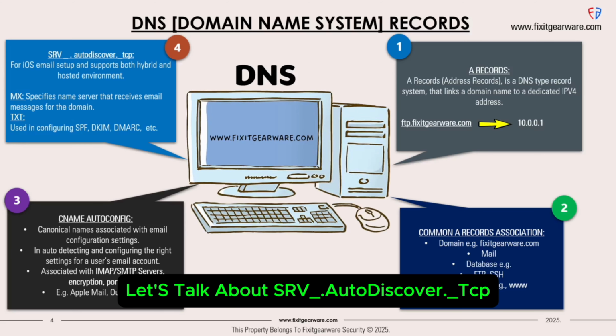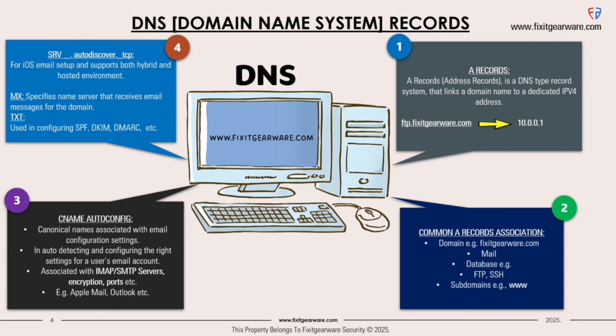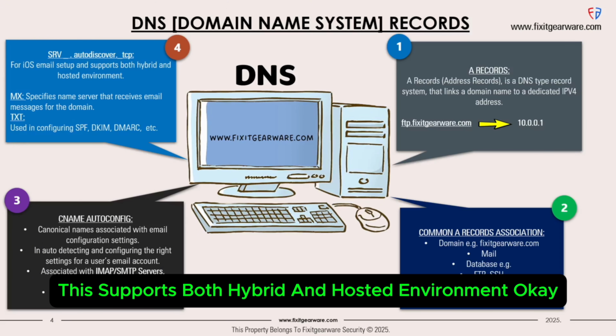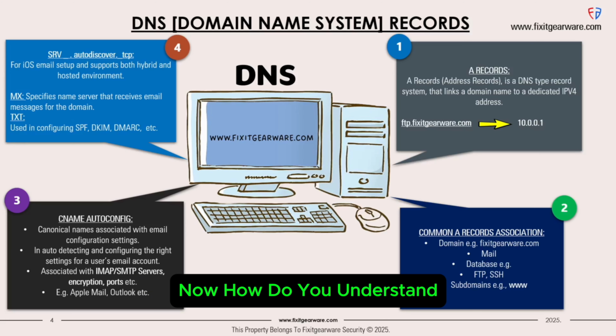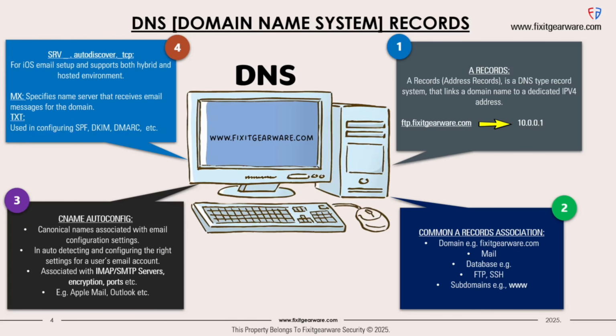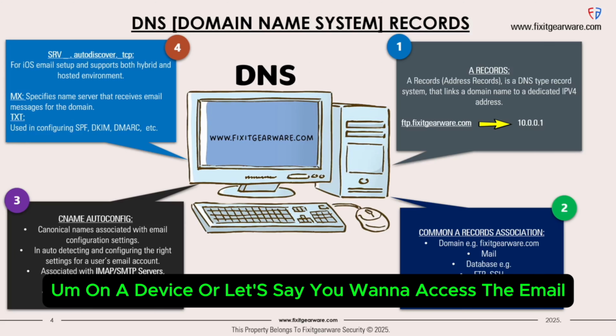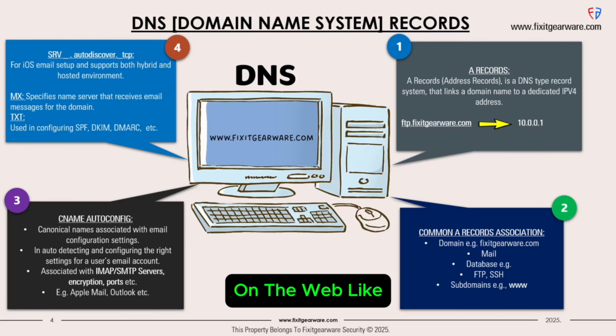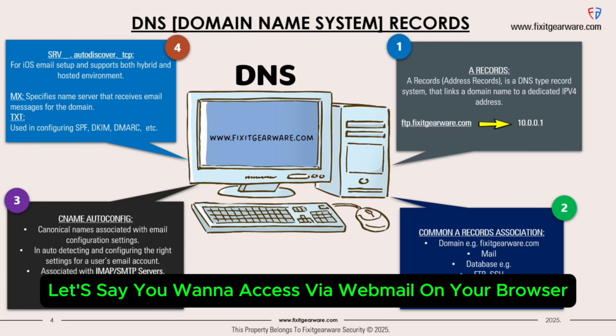Now, lastly, let's talk about srv autodiscover tcp. Basically, this supports both hybrid and hosted environments. Now, how do you understand this? It's basically how you can set up your email on a device, or let's say you want to access the email on the web, like via webmail on your browser.